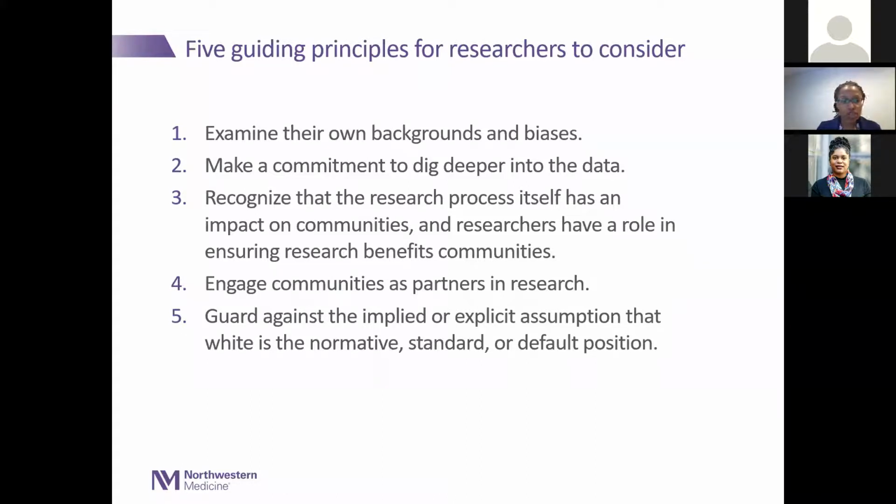The first is to examine our own backgrounds and biases. So, to recognize that bias affects the decisions made throughout the research process, including who asks the questions, which questions are asked, whose input on the research is sought, how the data are gathered, how the findings are interpreted and communicated, and which audiences and methods are selected for dissemination. So we all need to examine our own racial, ethnic, and cultural backgrounds, as well as our experiences or lack of experiences with racism and or privilege, and consider how they influence the direction of the research that we do.